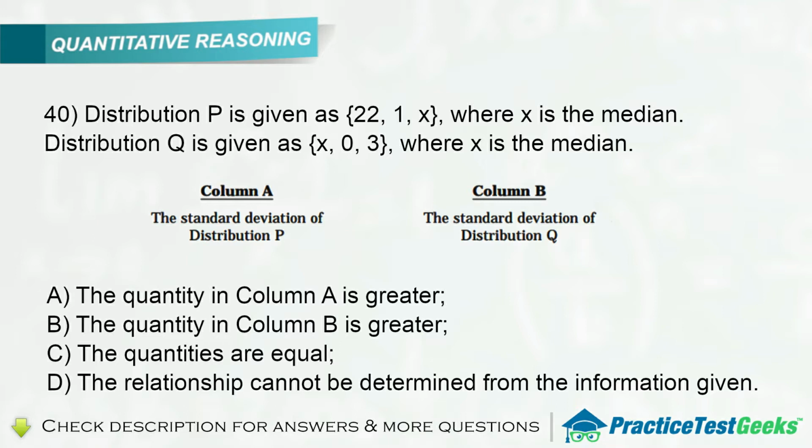A. The quantity in column A is greater. B. The quantity in column B is greater. C. The quantities are equal. D. The relationship cannot be determined from the information given.